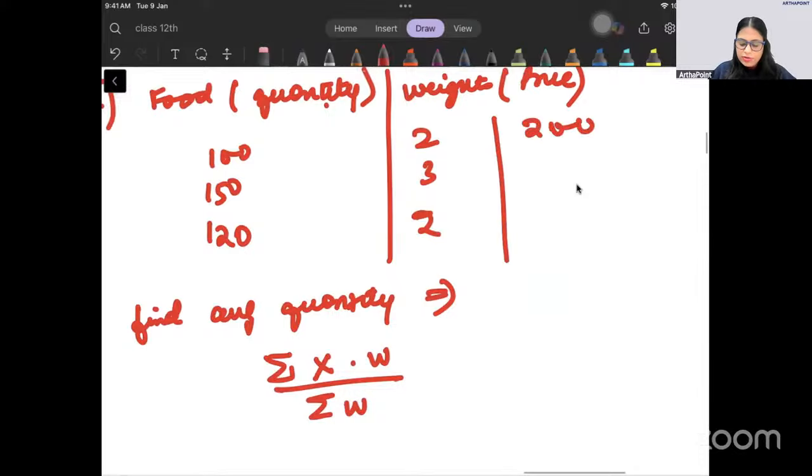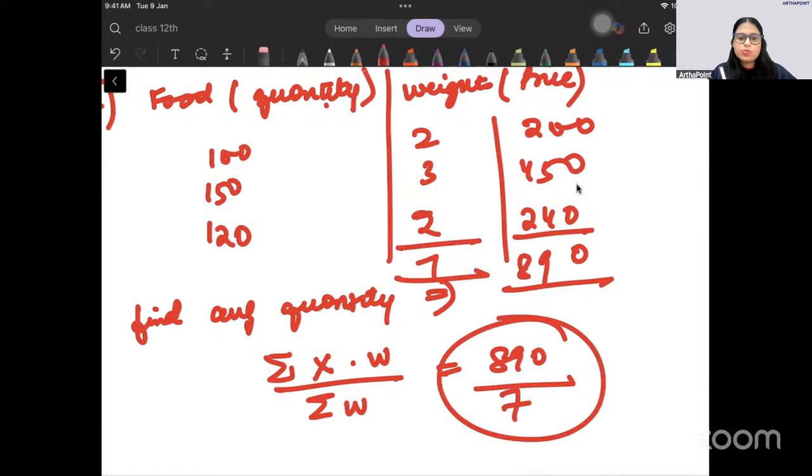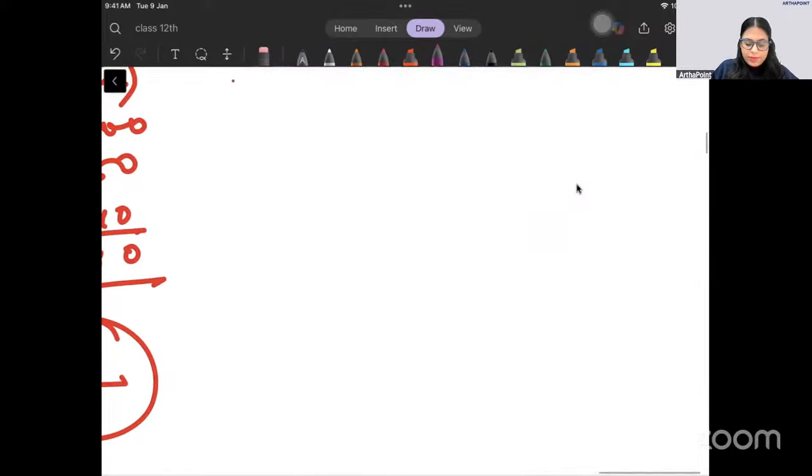This will become 200, 450, 240, and so on, divided by 3, 4, 5, 6, 7, and this will be your weighted mean. This will be your weighted mean. Okay? After that, we have the formula of combined mean.